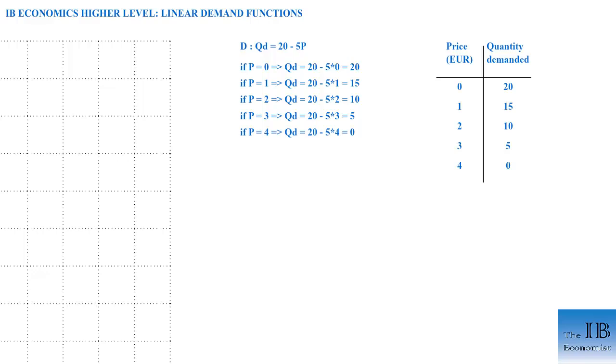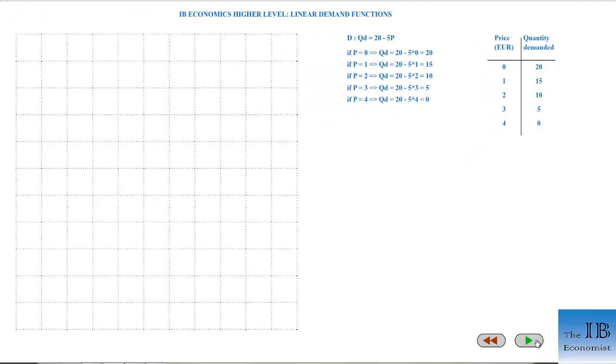These are the calculated values. We see that if the price is equal to 0, then the quantity demanded would be equal to 20. If the price is equal to 1, the quantity demanded would equal 15. If the price is equal to 2, quantity demanded becomes 10, and so on. Now, if we want to sketch it, we need to generate a diagram with proper axes and proper labels.